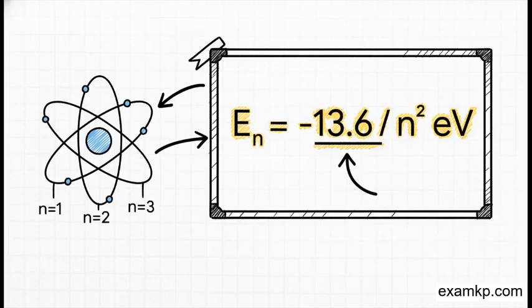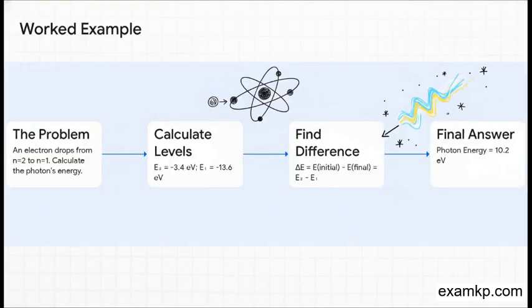And here's the best part for us exam candidates. For the simple hydrogen atom, Bohr didn't just have an idea. He gave us a formula to calculate the energy of each of those levels. The energy of any level n is just minus 13.6 divided by n squared. That n is just the level number, 1, 2, 3, and so on. The unit is electron volts, or eV.